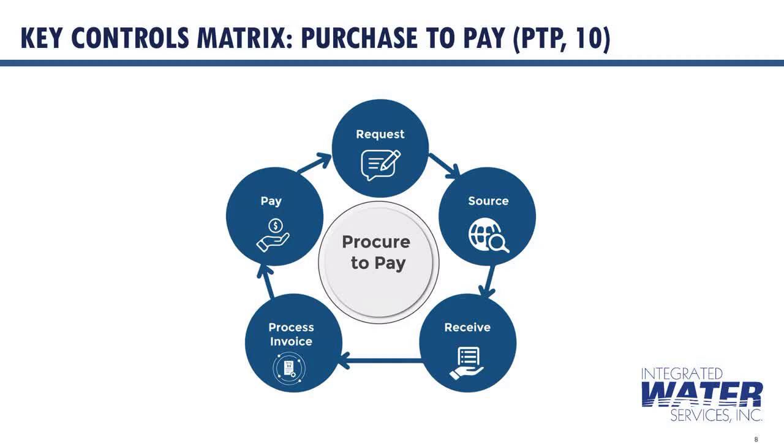This cycle includes several key steps, such as identifying the need and creating the request, sourcing the product and service by creating a purchase order, receiving the goods or services, processing the invoice in the system, and, at last, paying the invoice. Efficiently managing the purchase-to-pay process is crucial for optimizing operational efficiency, maintaining good vendor relationships, and controlling costs.